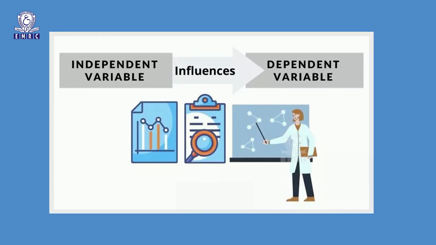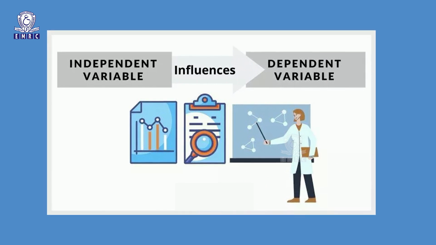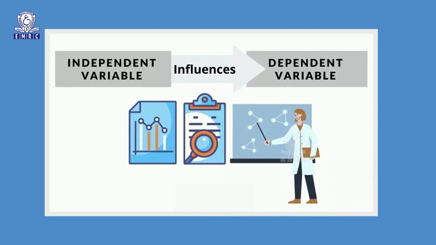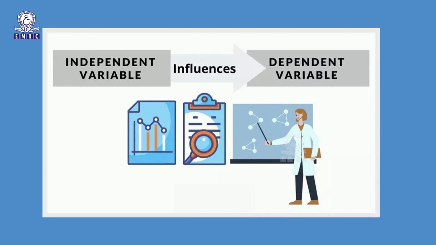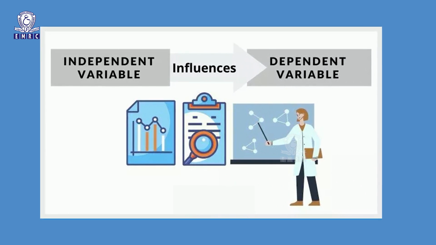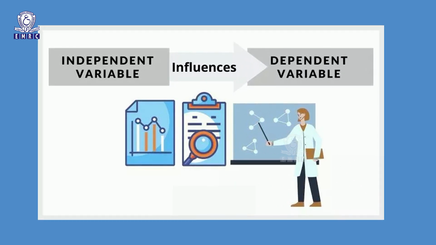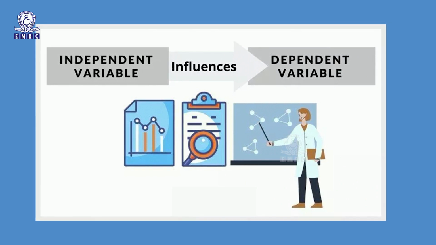They are of two types. The first one is dependent and second one is independent. The former one is a variable the researcher is interested in explaining and predicting, and the second one, dependent variable, is a presumed effect. The independent variable is a presumed cause.